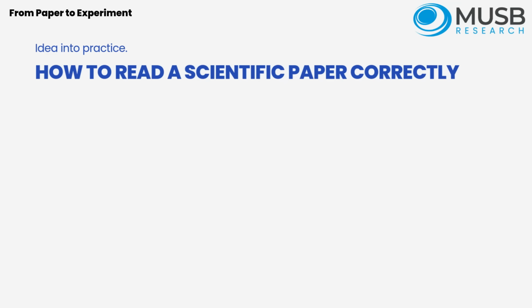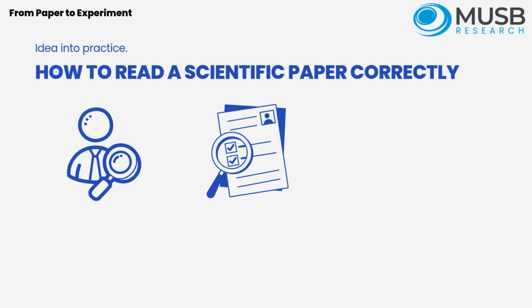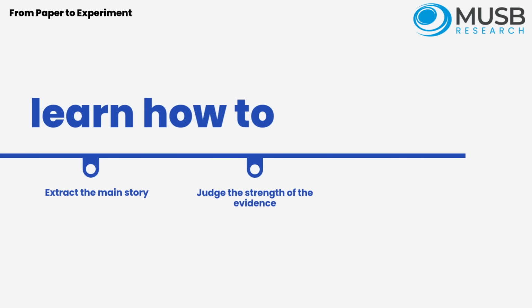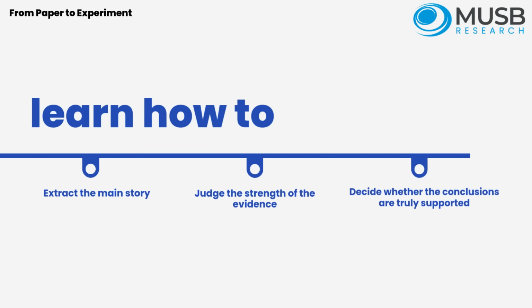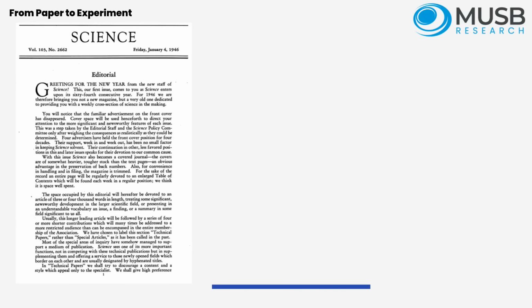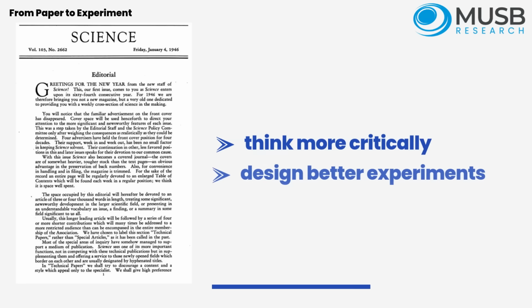Today, we put that idea into practice. In this episode, we'll walk step by step through how to read a scientific paper correctly, the way experienced researchers, reviewers, and principal investigators do. Instead of getting lost in technical details, you'll learn how to extract the main story, judge the strength of the evidence, and decide whether the conclusions are truly supported. By the end of this video, you won't just read papers faster, you'll think more critically and design better experiments.